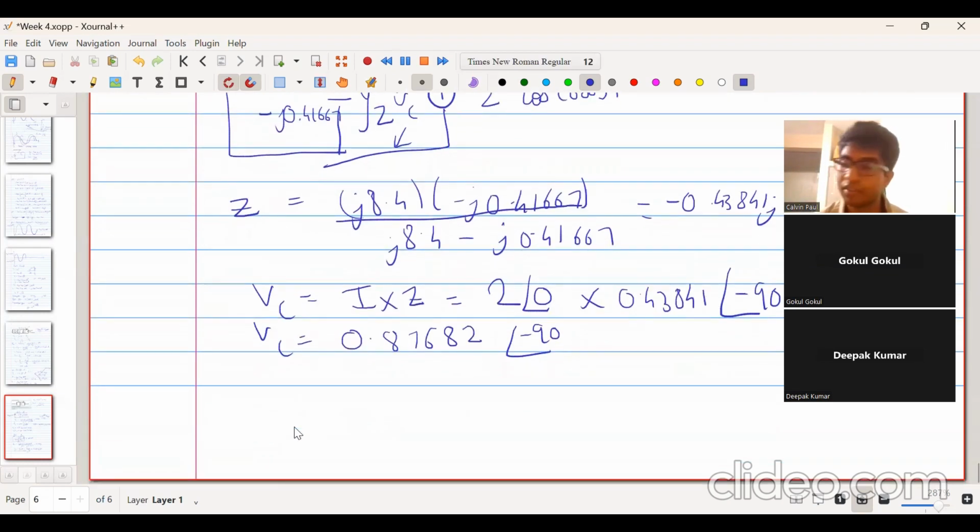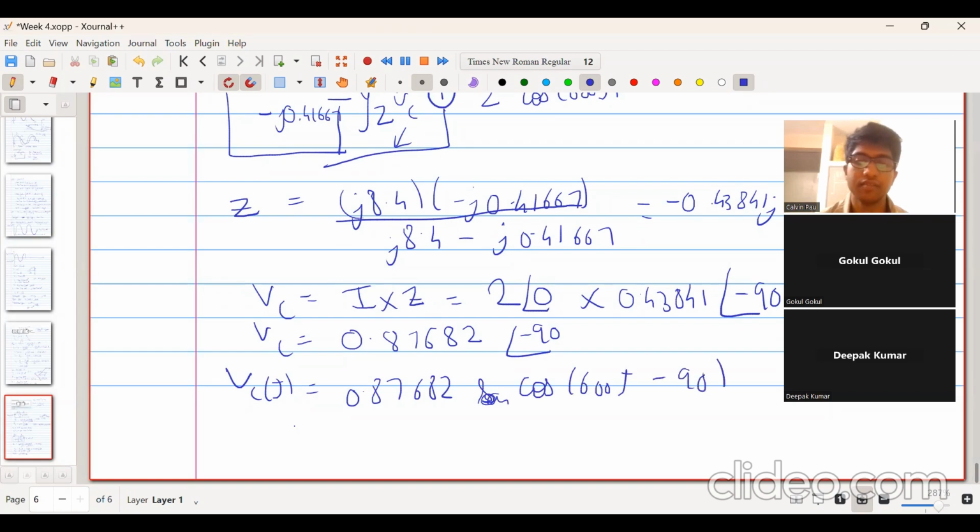When we write it in time domain, we get VC of t is 0.87682 into cos of 600t minus 90. This we can write as 0.87682 into sine of 600t.